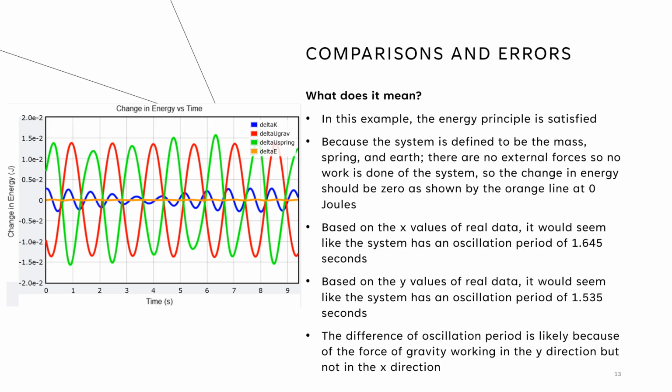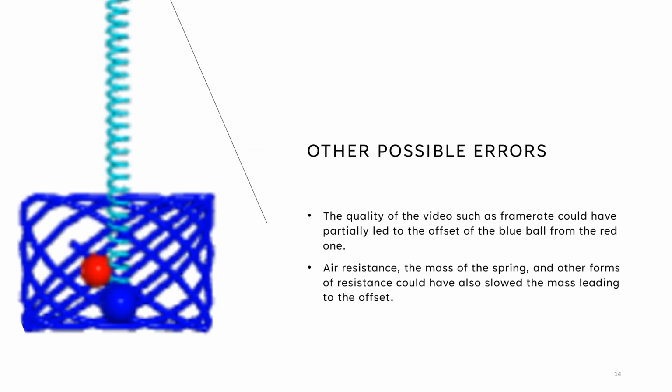And then looking at the peaks and troughs of the previous graphs, we would estimate that the system has an oscillation in the x direction with a period of 1.645 seconds. And on the y data, we see that it comes out to 1.535 seconds. So you can see there's a difference, and this is likely due to gravity, because gravity is pulling down on it in the y direction, but doesn't have any effect in the x direction.